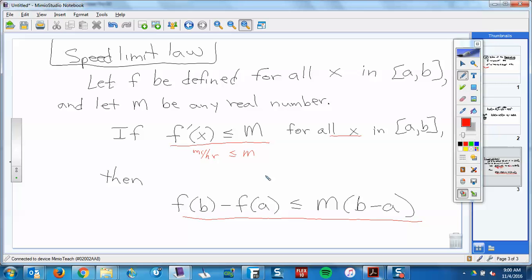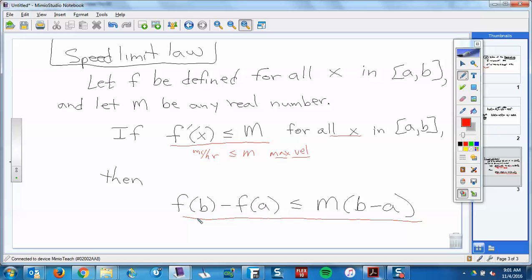Why do you think we use the capital M here, right? Because what I'm trying to do is to make sense of what this is saying. So let's call M my max velocity. That's what M's going to be. M is my max velocity. That's what this statement is saying. If my rate of change is always less than or equal to m, then m is my max rate of change.